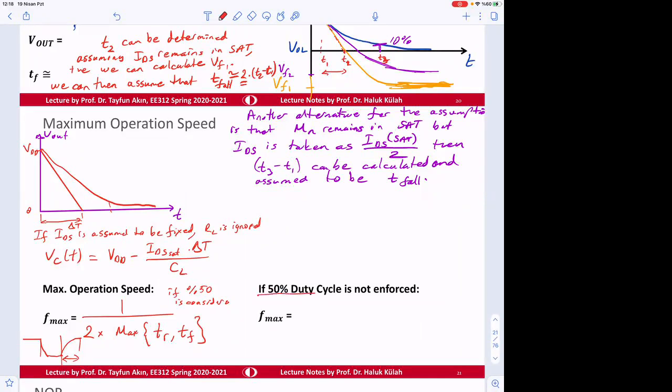So if the 50% cycle is not enforced, but typically this is not the case, then you can say this is going to be T rise plus T fall. Okay. But this one is better assumption, because we cannot switch the clock frequency due to cycle. I mean, this is rare.